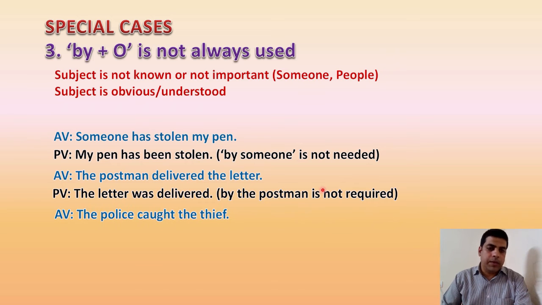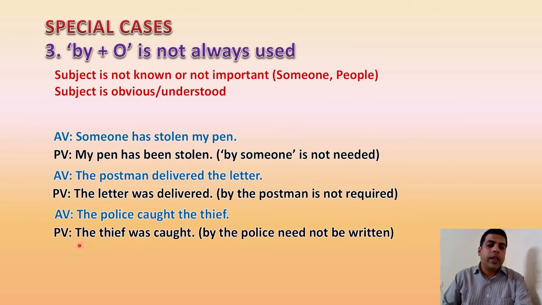Look at one more example. The police caught the thief. Now we know in our society, normally thieves are caught by police only. Nobody else normally catches them. It is their duty, their responsibility, that they will come and do the investigation and catch the thief. So in that case, what do we have to do? The answer will be: the thief was caught. By the policeman is not supposed to be written.